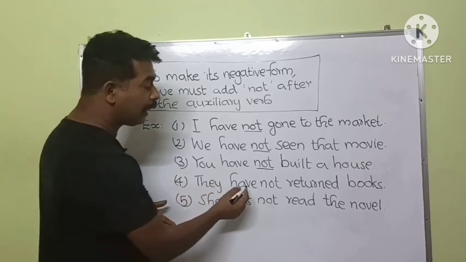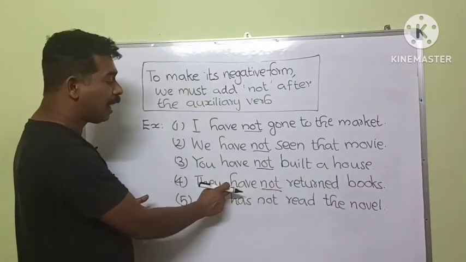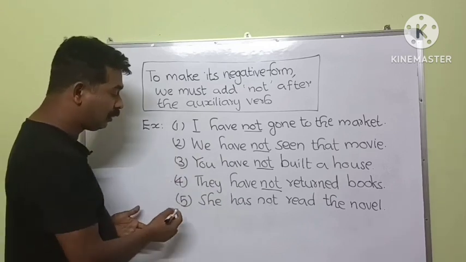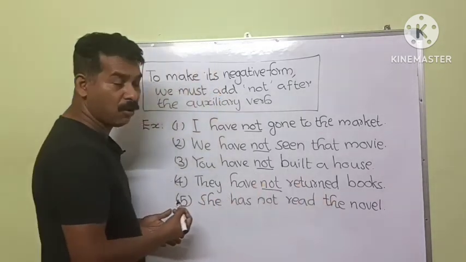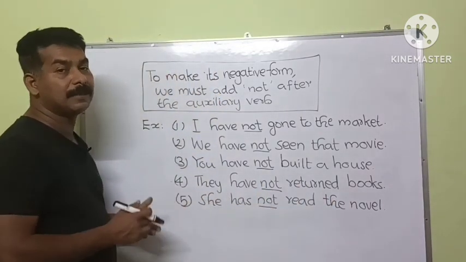Example number 4, they have not returned books. Not after the auxiliary verb have. So the sentence is negative. And to the last example, she has not read the novel. Not after the auxiliary verb. So the sentence is negative.